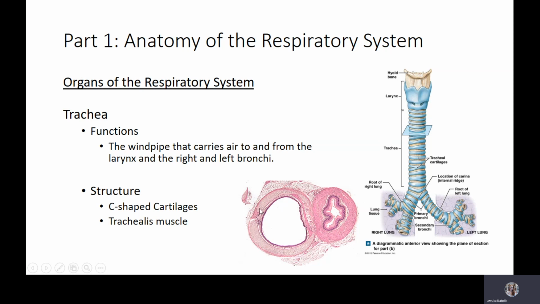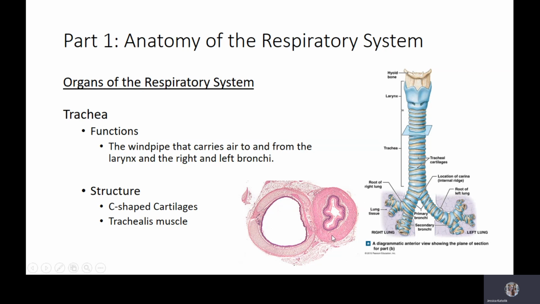Don't mind this area, it got just a little bit broken in the process of creating the slide, but in general they form this C shape. And the tips of the C are going to be connected by the trachealis muscle.